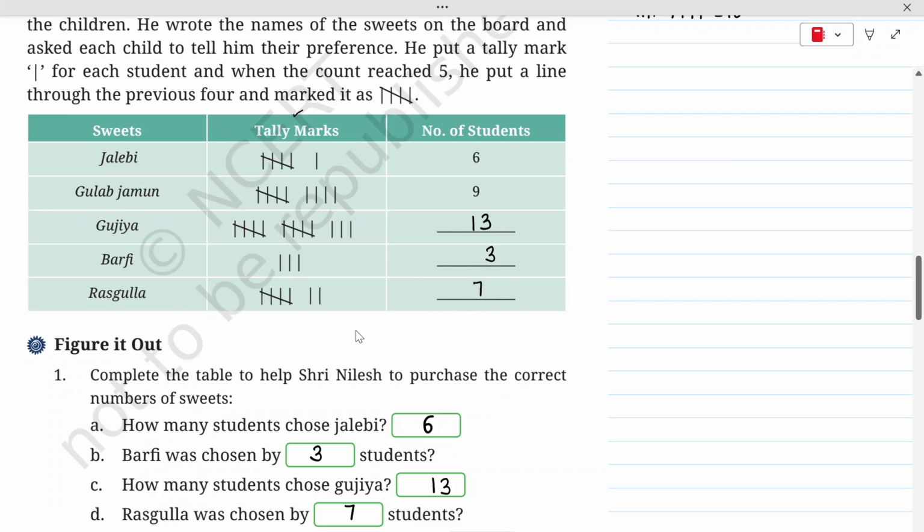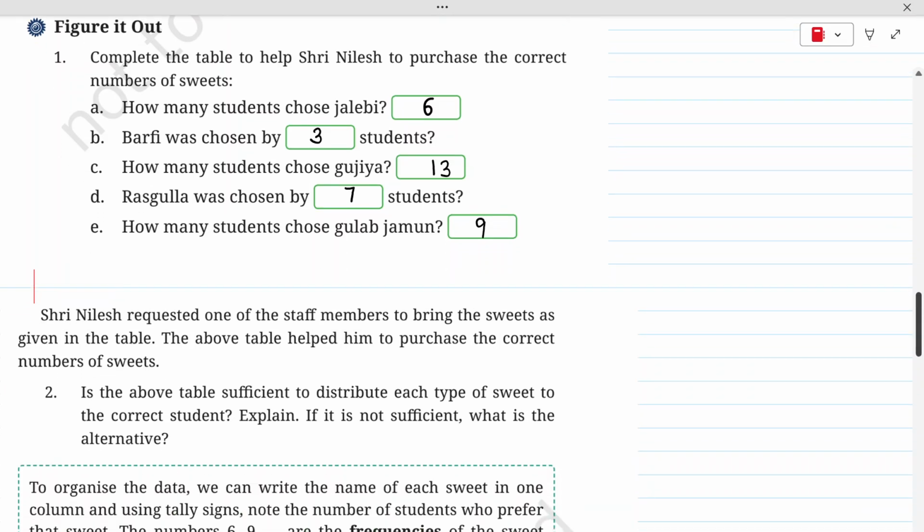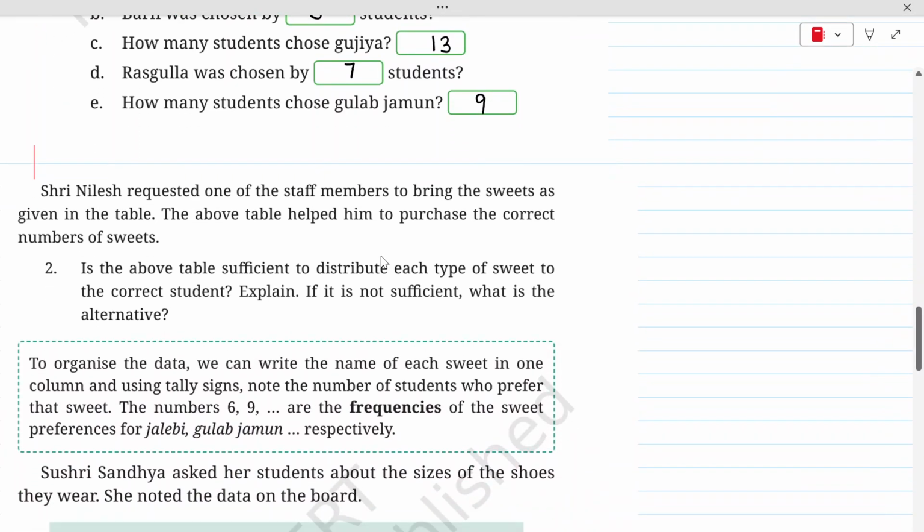So now what the teacher does is he gives this list of sweets and the number of students to one of the staff members, and then he asks him to get these number of sweets. Okay, so now the question after this is: is the above table sufficient to distribute each type of sweet to the correct student? By this table, kids, we only know which sweet is liked by how many students, but we don't know which student likes which sweet.